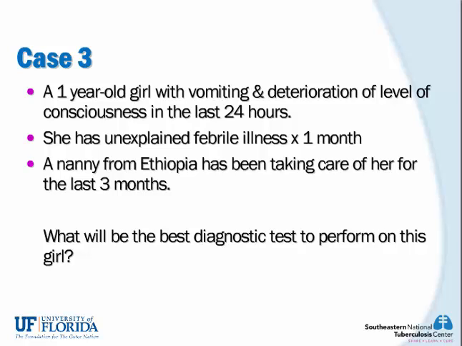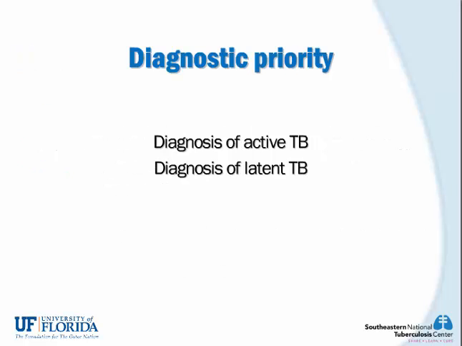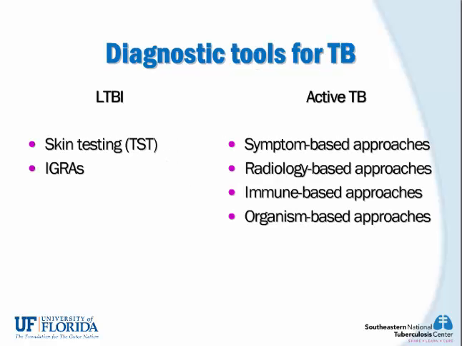I think now we can move on to talk about diagnosis of TB. Of course, in terms of diagnostic priority, the diagnosis of active TB remains a high priority. On the other end, diagnosis of latent TB infection is also a priority because all these cases, if they were not detected and adequately treated, will end up with active TB. So we have two extremes on the scale: latent TB infection and active TB infection.